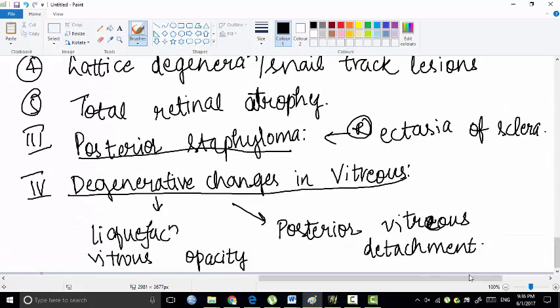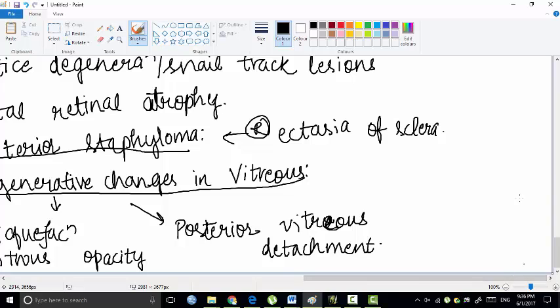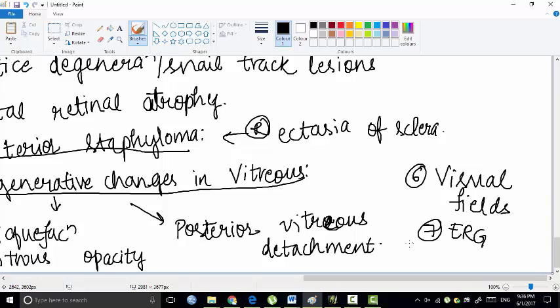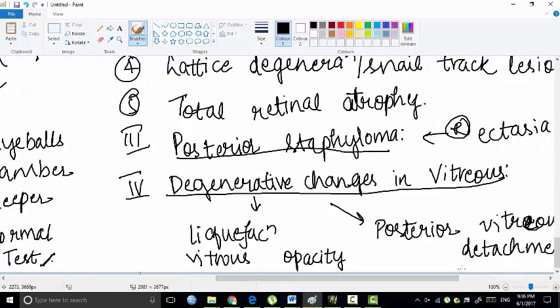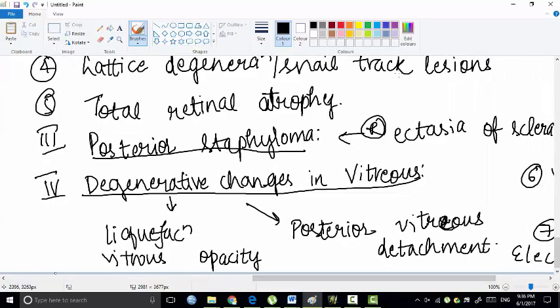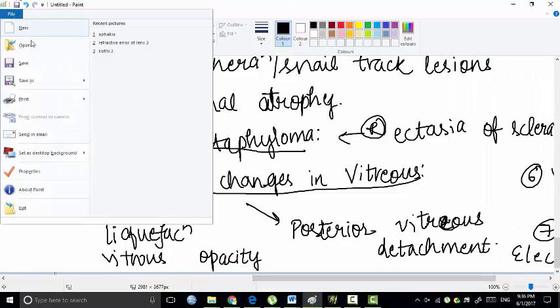So now coming to the final examination, you will also see visual fields, right? Visual fields will also be seen, and you'll also see ERG, which is electroretinogram, right? So all these are the clinical features and the signs of myopia.